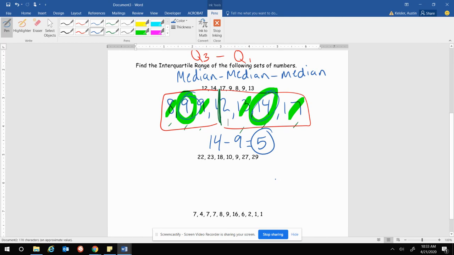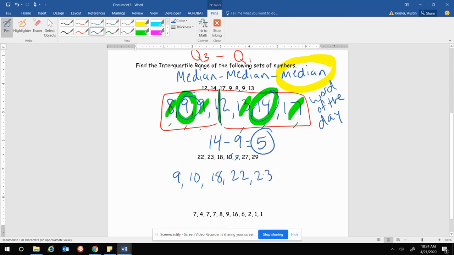Okay, I'm going to do a couple more to see if that makes it a little easier to understand. I am going to say, though, right now, the word of the day, we already wrote it up there, is median. Because we're finding a lot of medians today. Okay, on this next one, I'm going to go ahead and order those least to greatest as well. So I have 9, 10, then I have 18, 22, 23, 27, and 29.